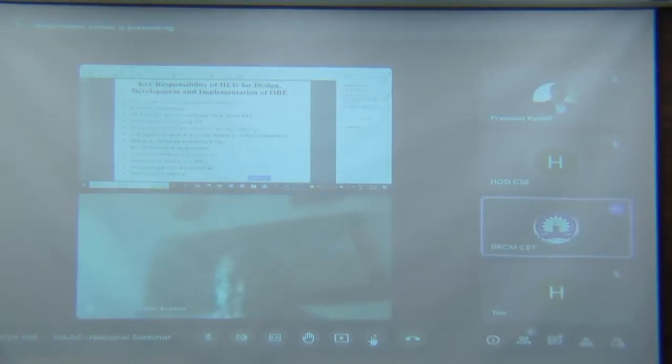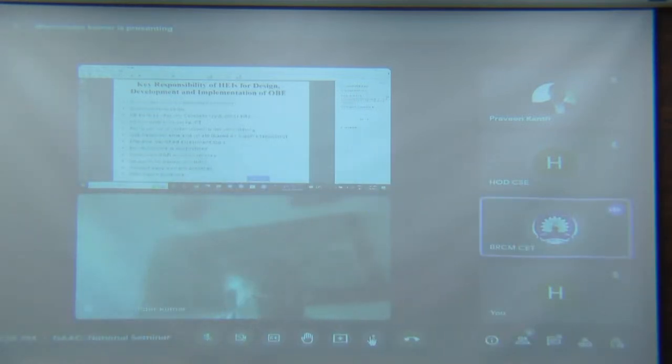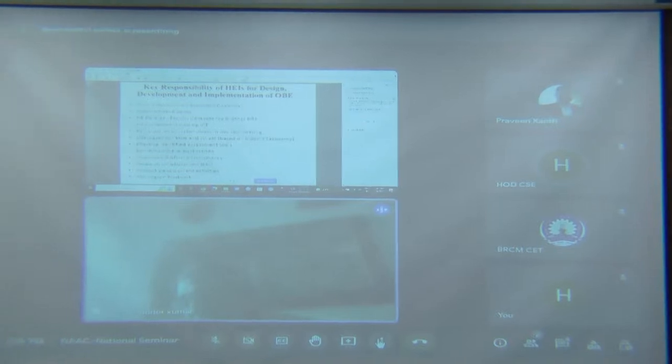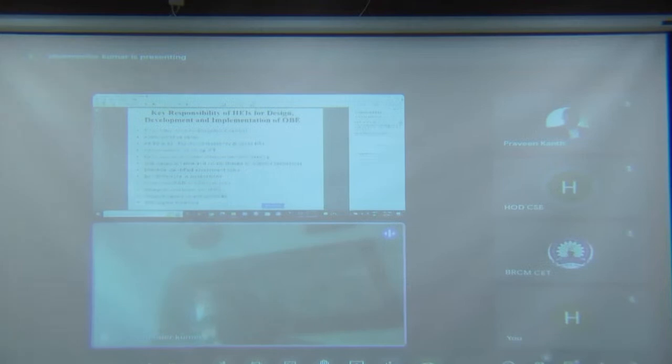Okay, sir. And it must be properly documented. Yes, it is required. Actually, documentation is the key factor while you are going for accreditations, whether it is NAAC or NBA. And particularly the NBA, micro level detailed documentation is needed.